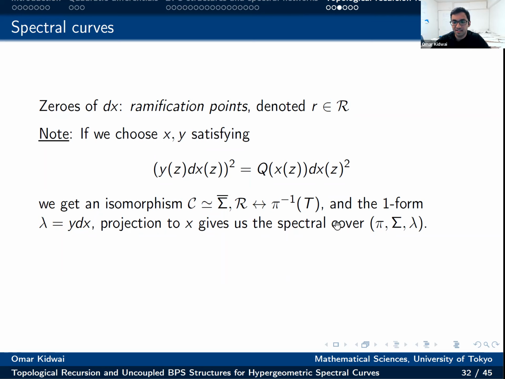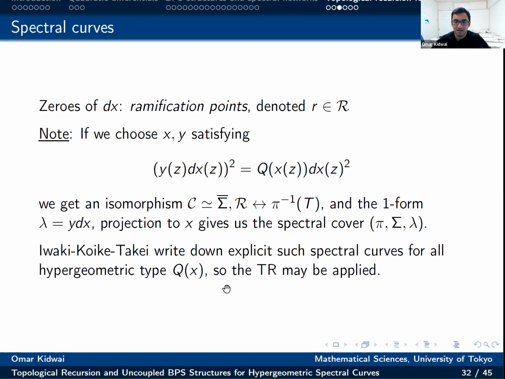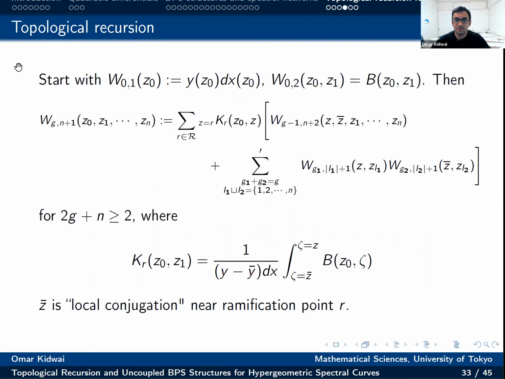So yeah, I said they're roughly the same data. Now, Iwaki, Koike, and Takei actually wrote down explicitly all of these spectral curves for the hypergeometric type differentials, and therefore we're able to apply TR to all of them. So we know this is the formula for TR. I'm not going to tell you it again. I'm sorry, I'm low on time.